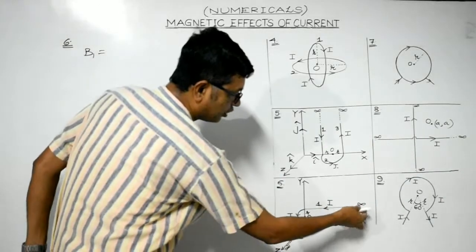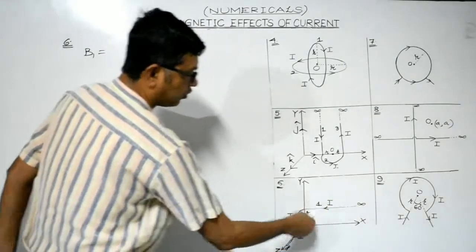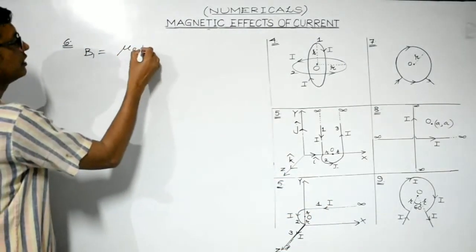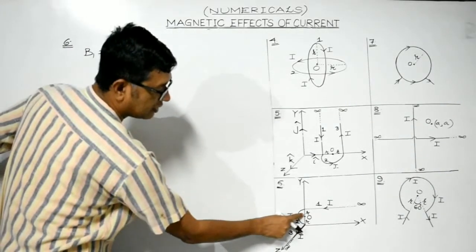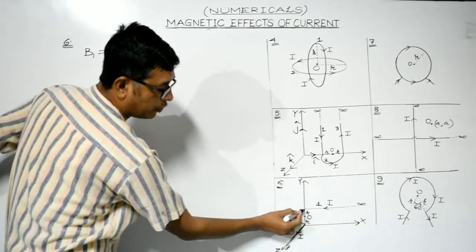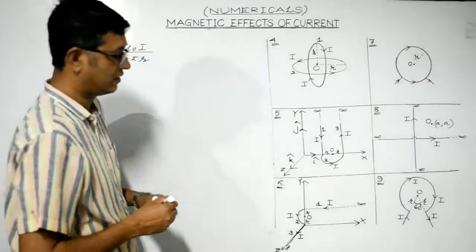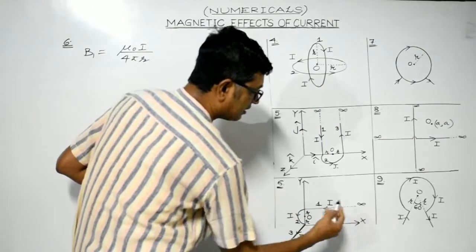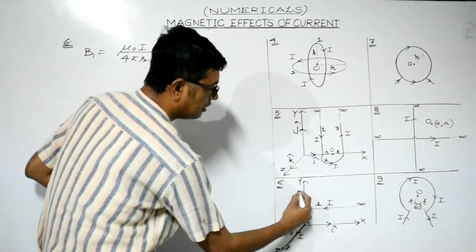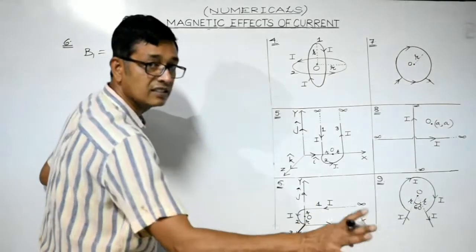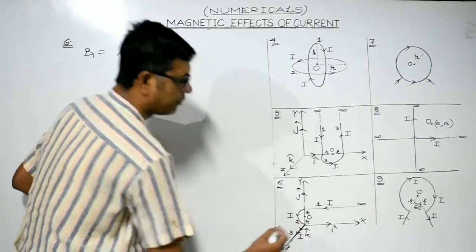B1 is the magnetic field due to the straight portion at point O. So what's the formula? What's the magnitude? It's mu naught I divided by 4 pi r, where r is the perpendicular distance of this observation point from the straight conductor. Now students, what about the direction? This is the x-axis, i cap, this is the y-axis, j cap, and this is the z-axis, k cap. It will give us k cap.